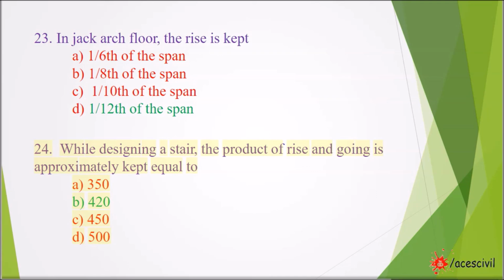24. While designing a stair, the product of rise and going is approximately kept equal to: a. 350. b. 420. c. 450. d. 500.